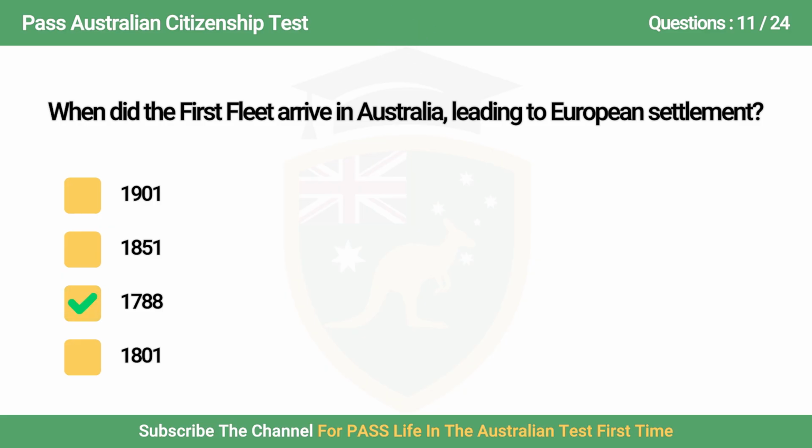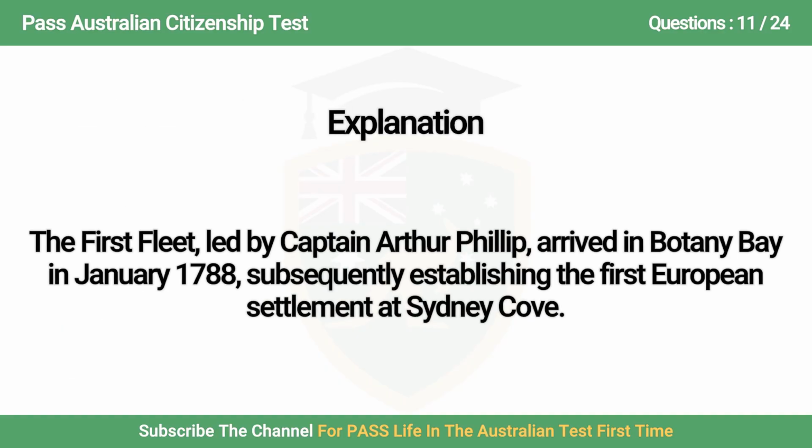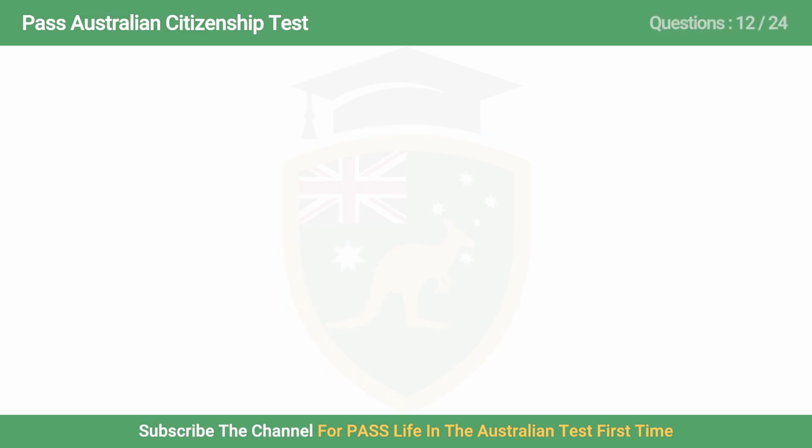Answer is C. 1788. The First Fleet, led by Captain Arthur Phillip, arrived in Botany Bay in January 1788, subsequently establishing the first European settlement at Sydney Cove.